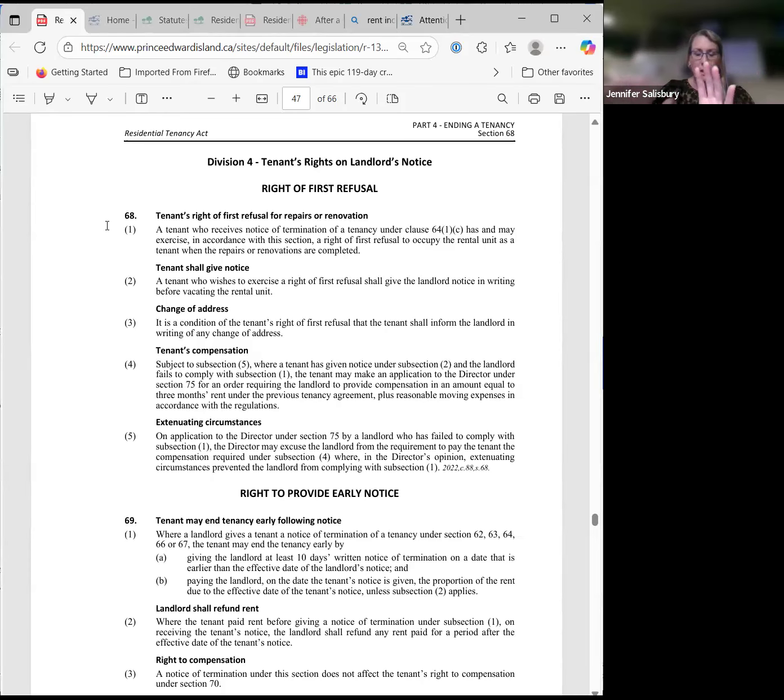It's not about the rent going with the unit. It says a tenant who receives notice of termination of tenancy under whatever clause has and may exercise, in accordance with this section, a first right of refusal to occupy the rental unit as a tenant when the repairs or renovations are completed. Meaning, if they get displaced because of a renovation or a major repair, then they get the first chance to get back in that unit. They don't have to, but they can.